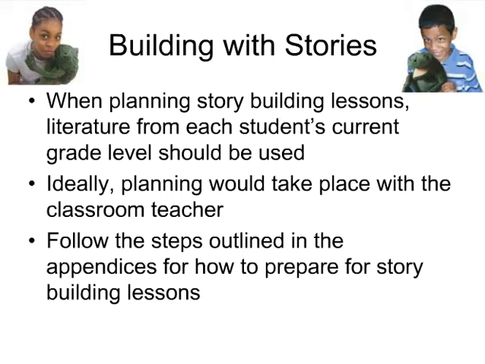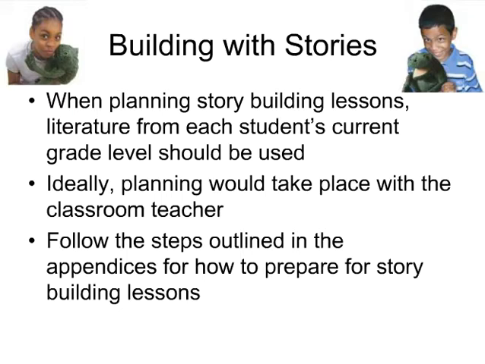When planning story building lessons, literature from each student's current grade level should be used. For example, if you do have a mixed classroom of grades K through 3, you could start with a first grade book such as Olivia, and in the weeks to follow, you may choose a second grade level book such as Frog Prince. Remember, you should always use the average grade level of your mixed classroom. Ideally, planning would take place with the general ed classroom teacher.